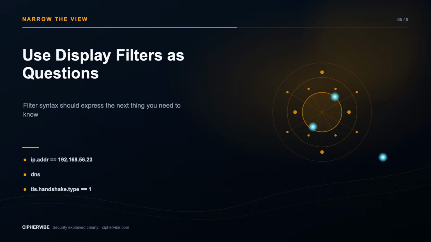Filters are version sensitive because protocol fields can change. The filter bar validates syntax as you type. If a field is unavailable, inspect the protocol tree and use Wireshark's current display filter reference rather than guessing. Save useful filters with descriptive names. Do not confuse a display filter with deletion. The hidden packets remain in the capture.